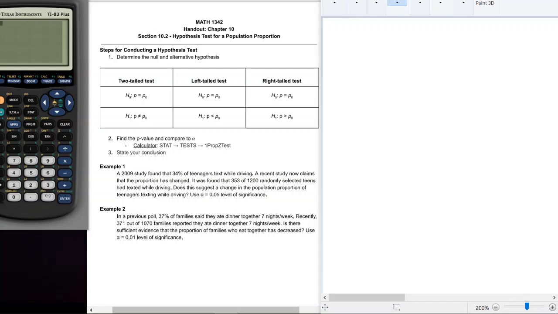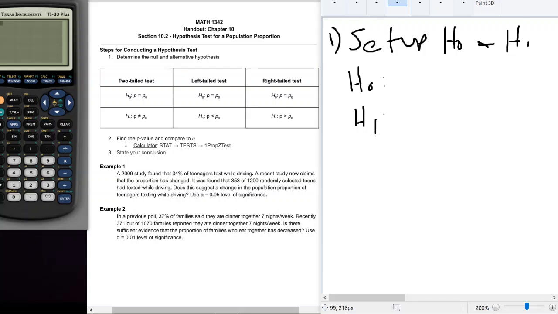Okay. So we're going to follow what we did in the previous example. There are 3 steps to conduct a hypothesis test for a population proportion. Step 1, we're going to set up the null hypothesis and the alternative hypothesis. And once again, when it comes to setting up both, we need to identify the parameter that's used in the problem. The parameter will either be proportion, mean, or standard deviation for the population.